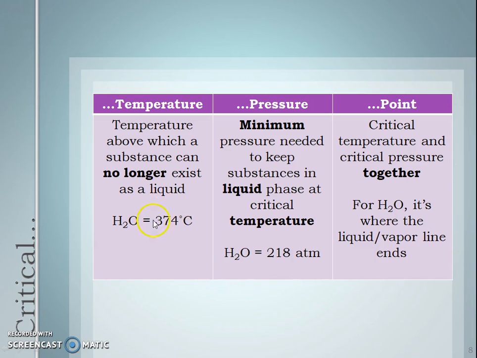So for water, if you have water at 374 degrees Celsius, it no longer exists as a liquid. If you have water at 218 atmospheres, anything above that, again, this is the minimum pressure that's needed to keep it as a liquid. And of course, that critical point would be where that water liquid-vapor line actually ends.